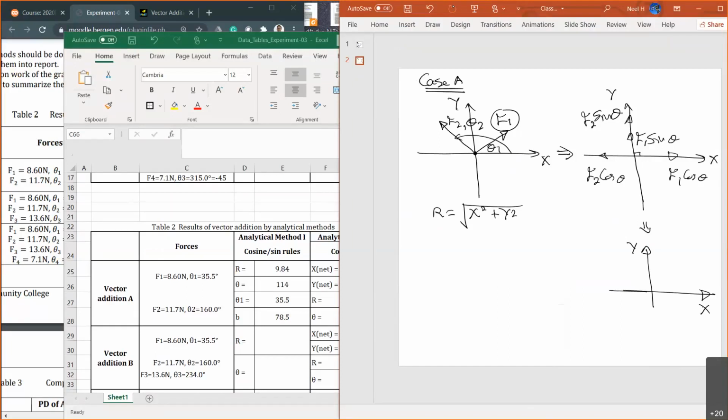That is Pythagoras' law we use in class many times. So that is something we will need again. And the angle is going to be theta. That's going to be inverse tan of the y component over the x component.